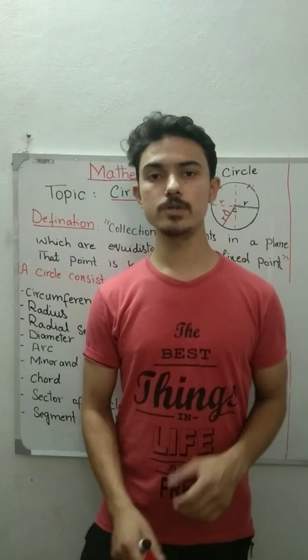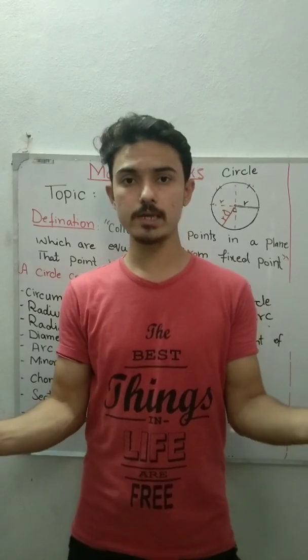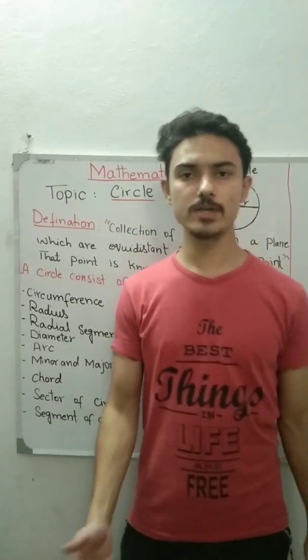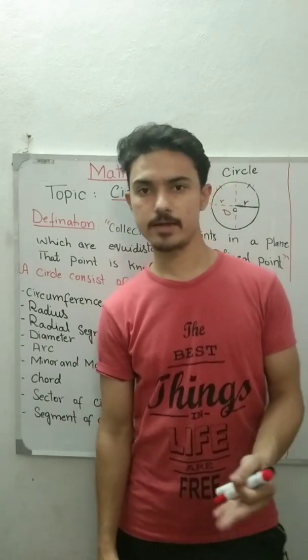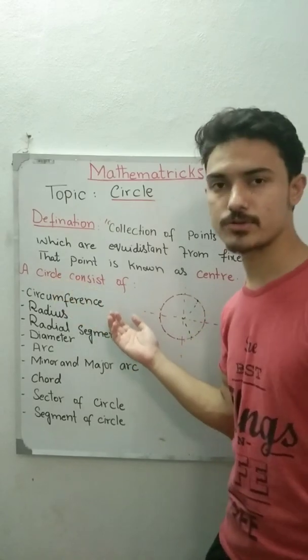We are here. Today we are going to discuss a circle thoroughly. We are going to elaborate on the circle thoroughly and learn how many things we have in a circle. Okay, let's start from the definition and learn what a circle consists of.